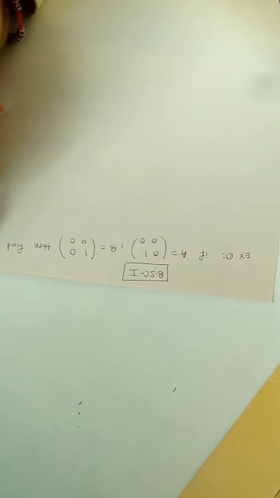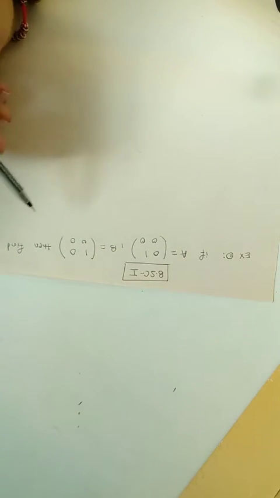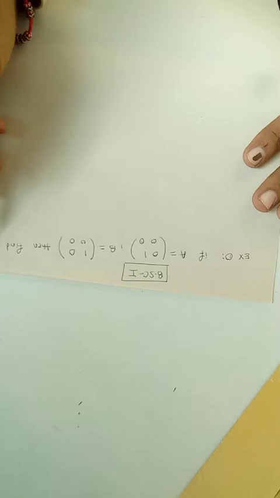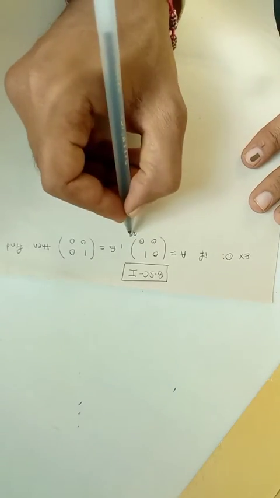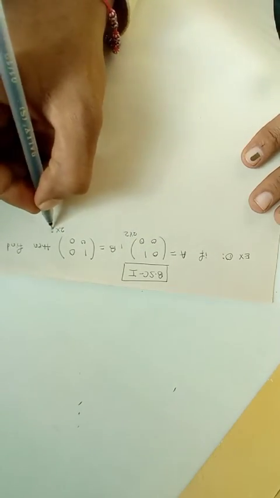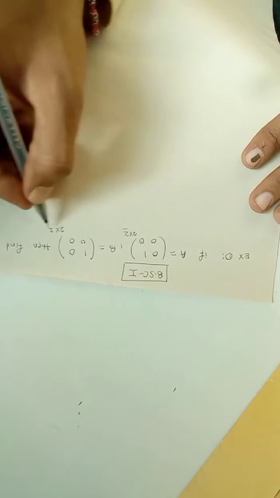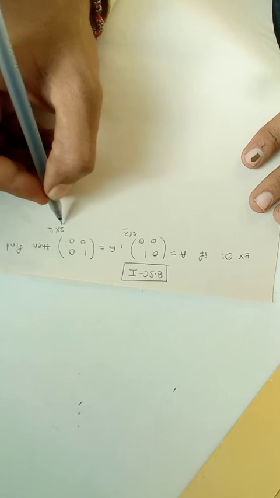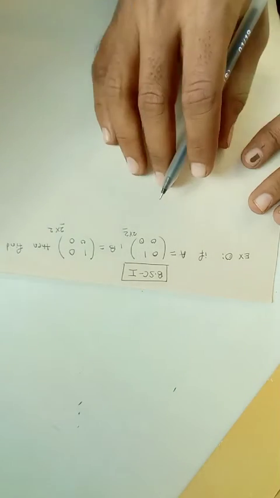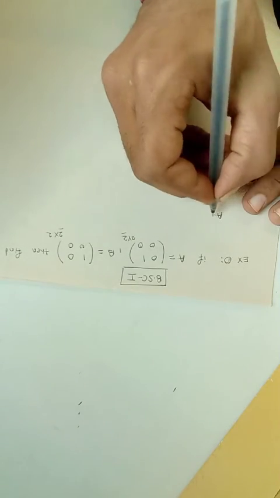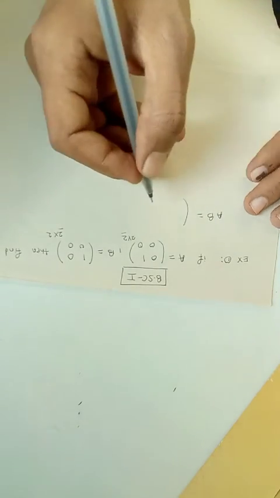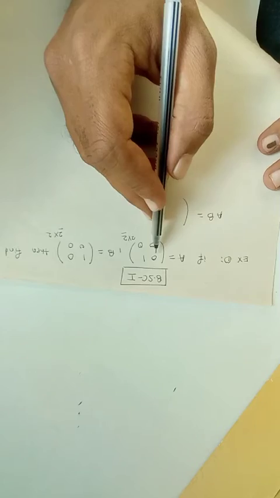So the AB and BA both exist because these are the two square matrices of 2 by 2, and we know that AB exists if number of columns in A is equal to number of rows in B. Now number of columns in A is 2 and number of rows in B is 2. So therefore AB exists.